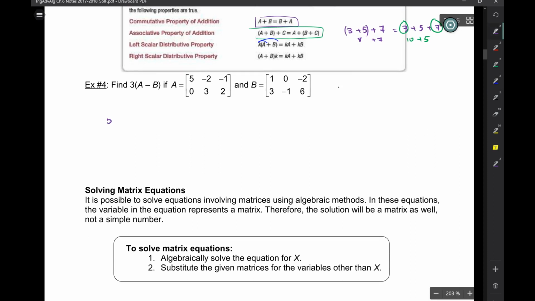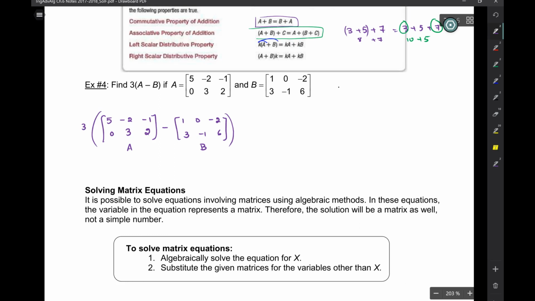This is A. You should go in the order as is given. So this is A minus, now I'm going to do B. All right, and it's this whole thing times 3. Now there are a couple of things you could do. You could either multiply A by 3, multiply B by 3, subtract them, or you could do the stuff inside the parentheses first, then multiply by 3. That's what I'm going to do.